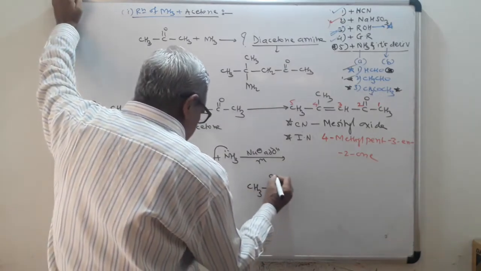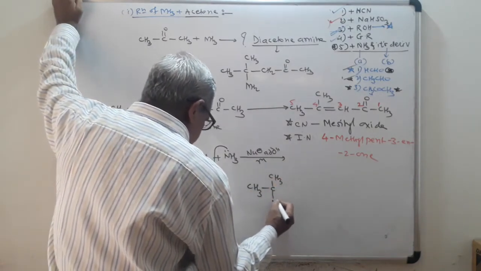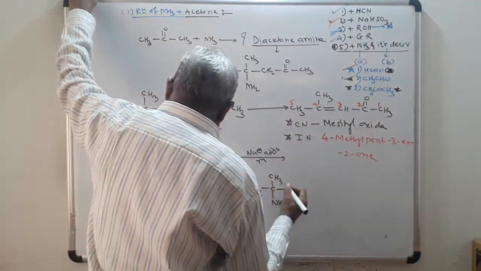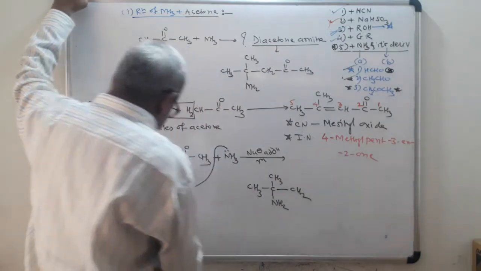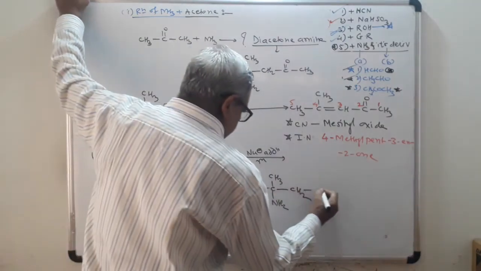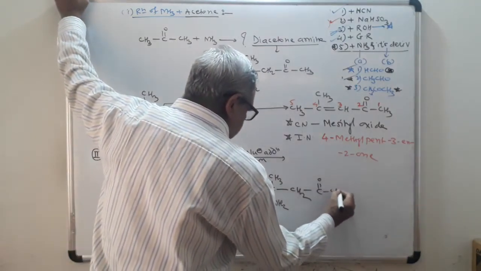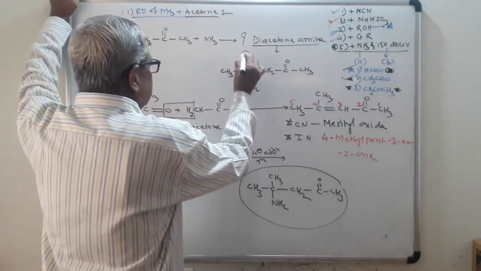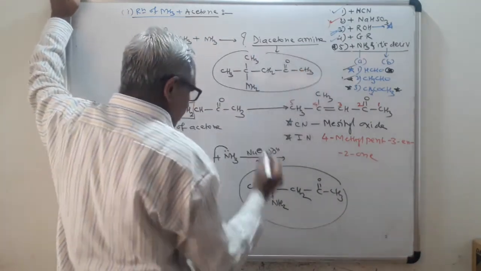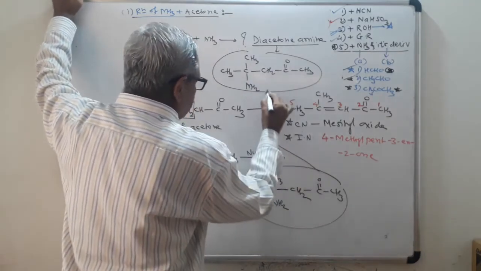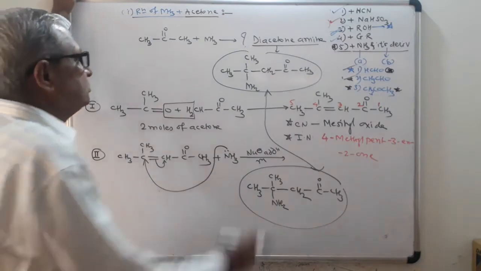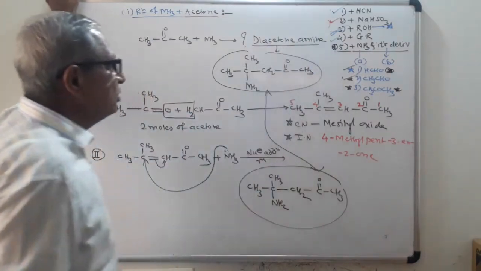CH3, CH3. Which group will be attached here? NH2. This double bond will be converted to a single bond, and that CH will be converted to CH2, and the next one CO CH3. And see, is this structure and this structure the same or different? Compare yourself. Both structures are the same, and that is known as diacetone amine.